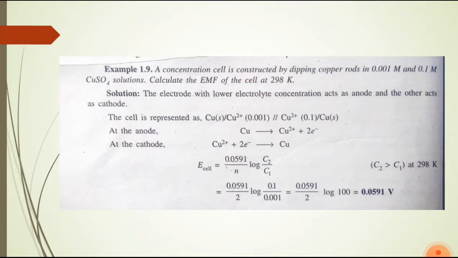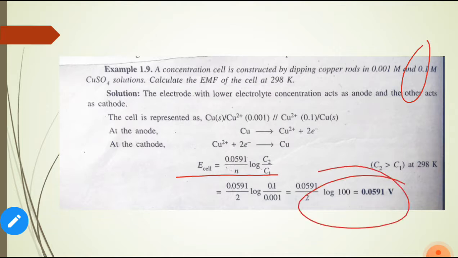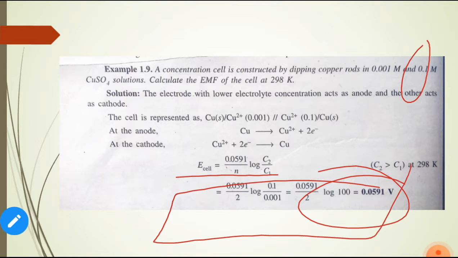Then finally you have to substitute into the equation of the electrolyte concentration cell, that is E cell is equal to 0.0591 divided by N of log of C2 divided by C1. We have to substitute the C2 value. What is the C2 value here? This is 0.1, the higher value. You substitute in place of C2, that is 0.1 divided by 0.001. Finally we get the answer 0.0591 volt. This is how we calculate E cell by using this electrolyte concentration cell equation. Thank you.